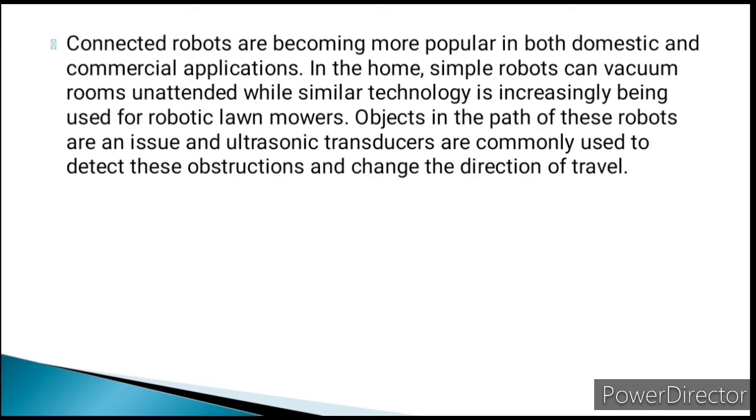Connected robots are becoming more popular in both domestic and commercial applications. In the home, simple robots can vacuum rooms unattended, while similar technology is increasingly being used for robotic lawn mowers. Objects in the path of these robots are an issue, and ultrasonic transducers are commonly used to detect these obstructions and change the direction of travel.